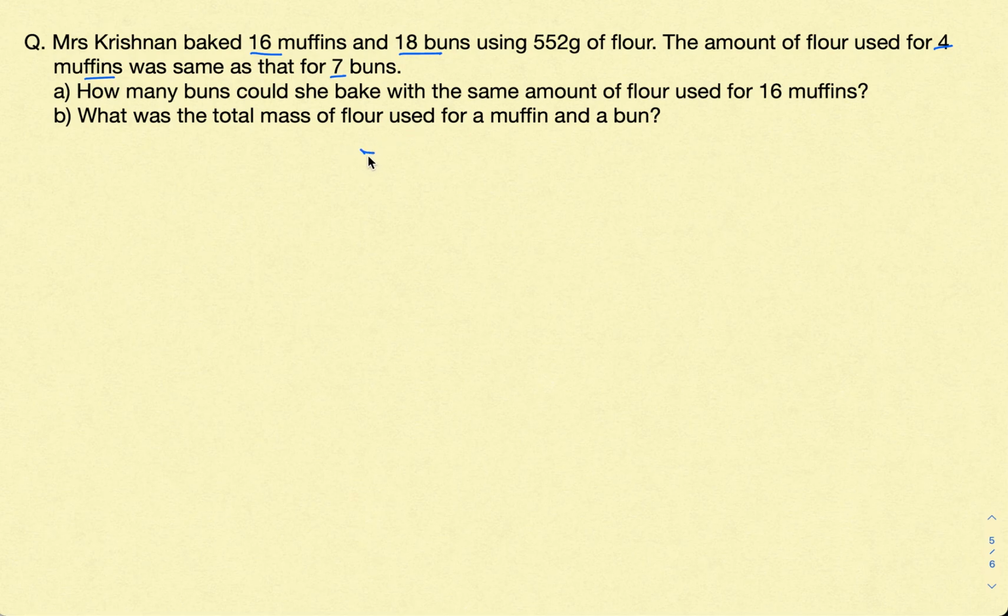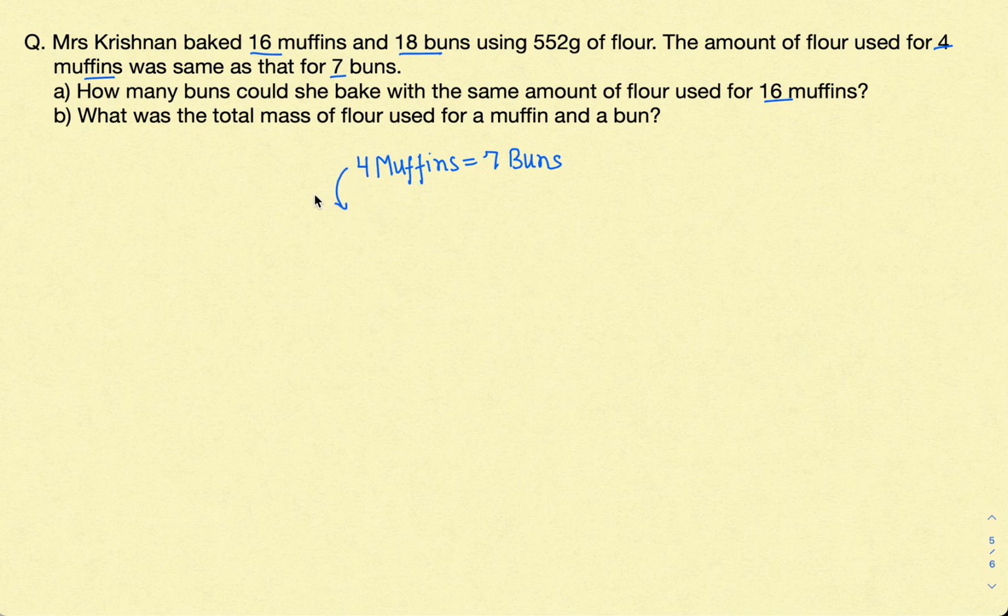Okay, so that means we can write 4 muffins is equal to 7 buns. So when I write 4 muffins is equal to 7 buns, what it means is that the amount of flour used to make 4 muffins is same as what is used to make 7 buns. Okay, let's write it a bit neatly. Now we have to find out how many buns can be made with the same amount of flour that is used for 16 muffins. So from 4 muffins, how can we make it to 16?